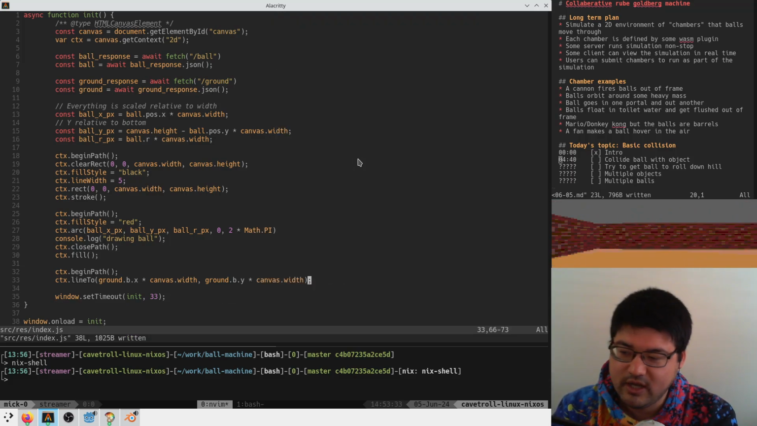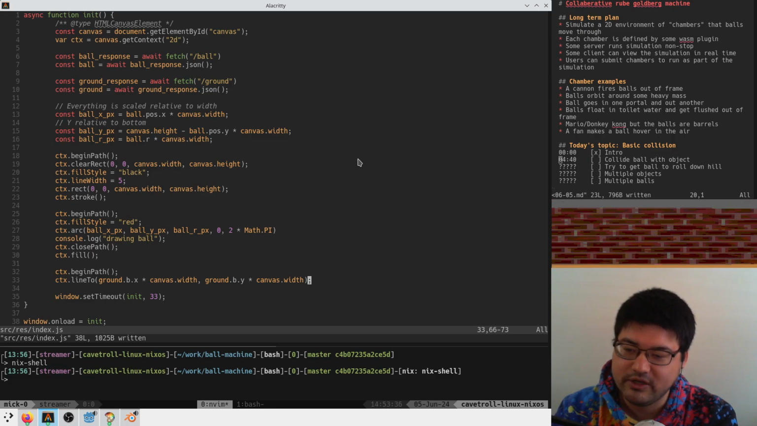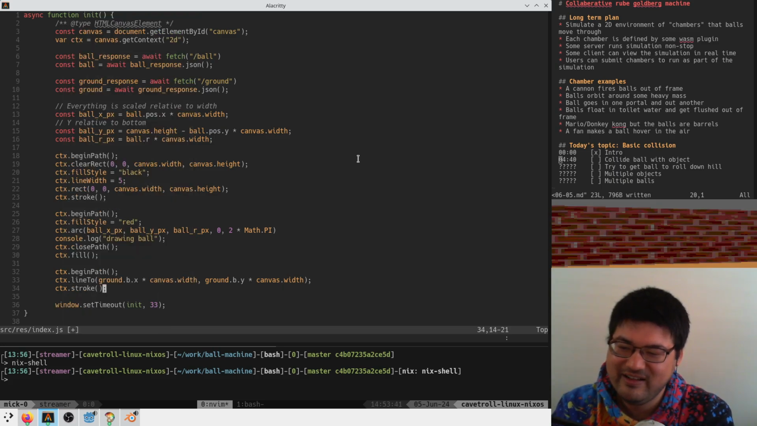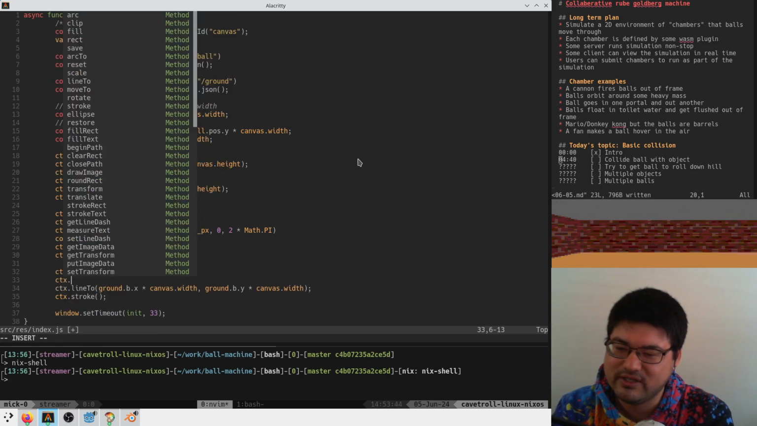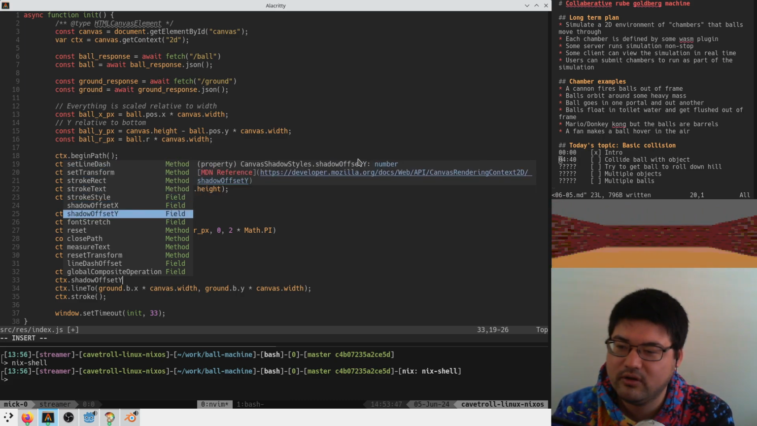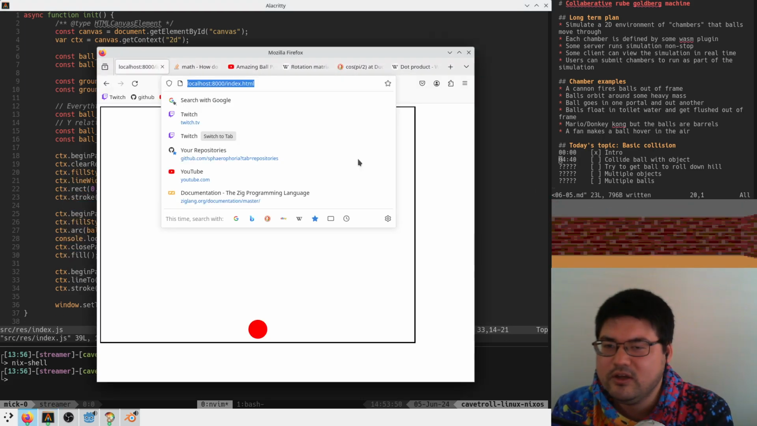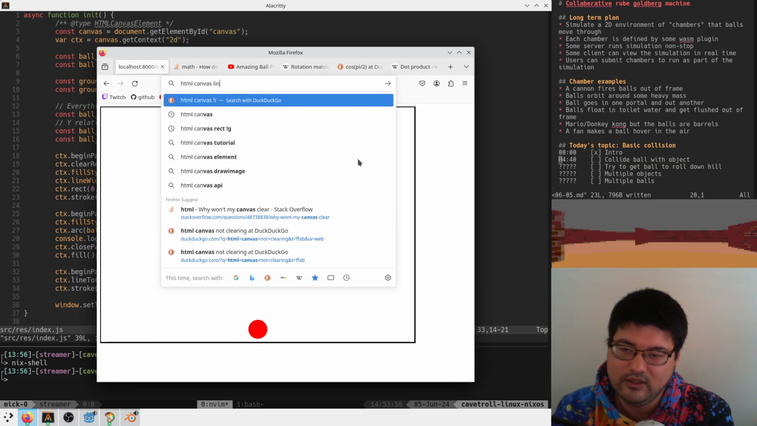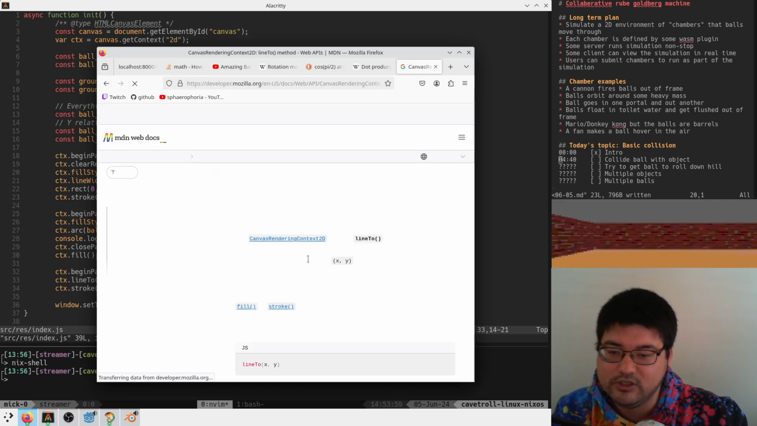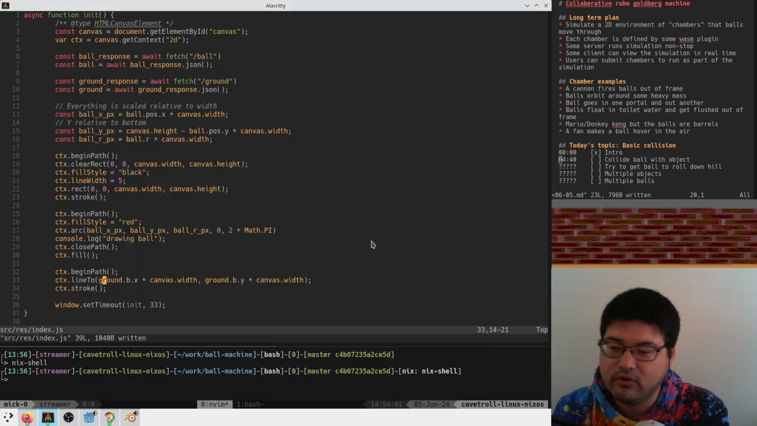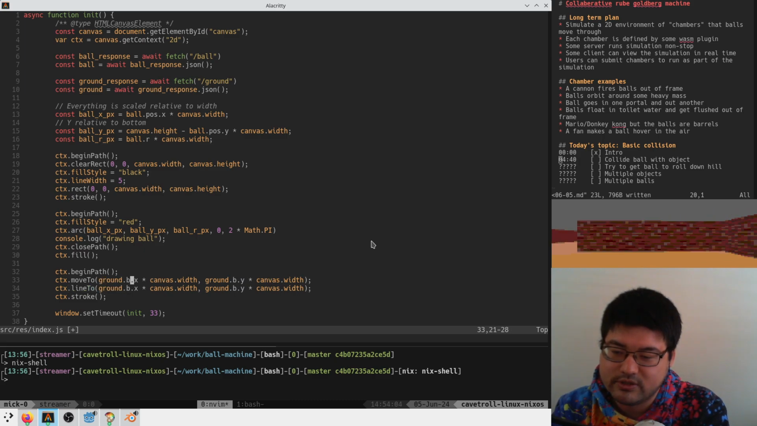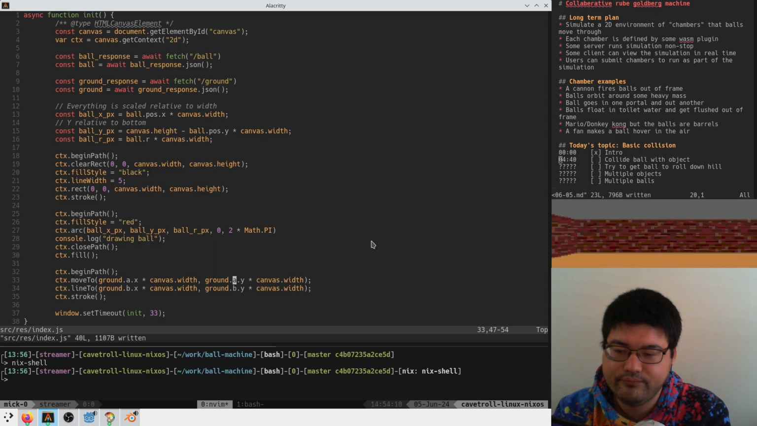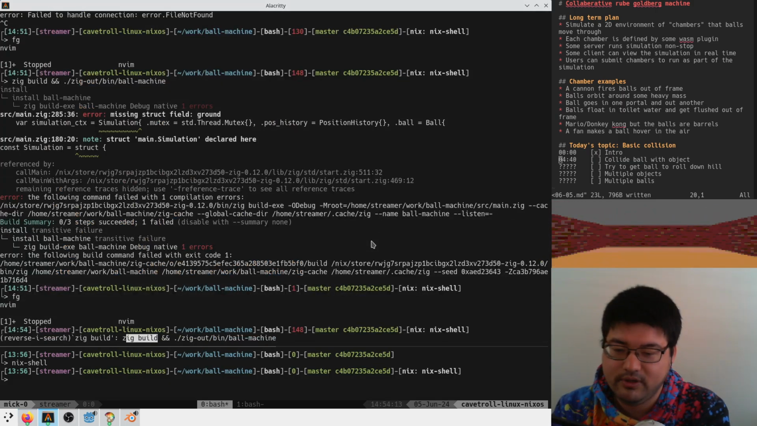Maybe get all objects in one fetch. Yeah, that's not an awful idea. But I've already done it this way. So, too bad, I guess. Can I set the cursor position somehow? How do I? Okay, we'll look it up. HTML canvas line 2. Give me an example. Move to. That's what I'm looking for. So we just go from A to B. Yeah, that seems right. Zig build and run the ball machine.